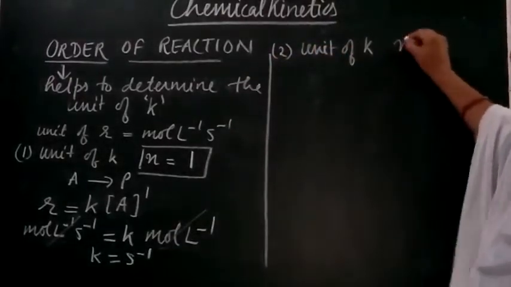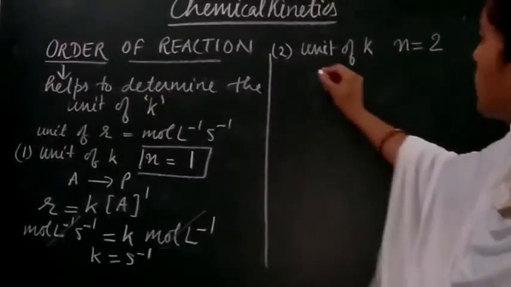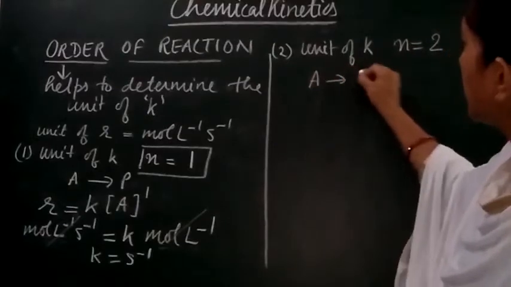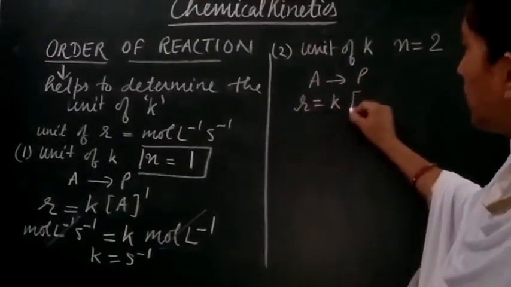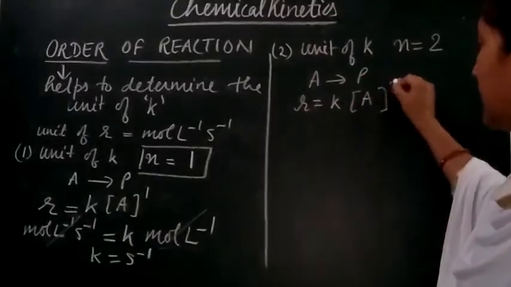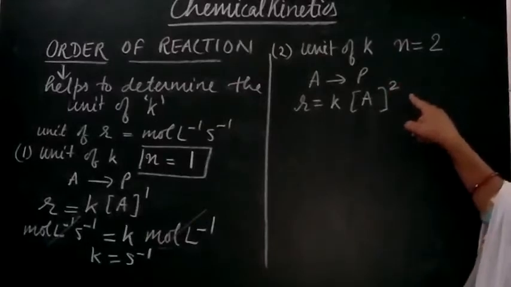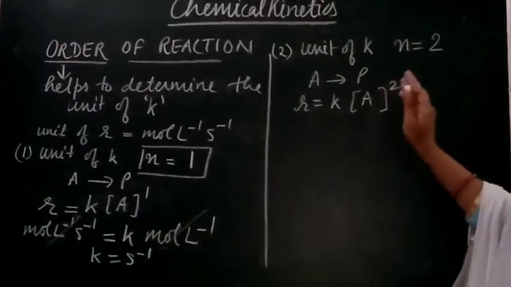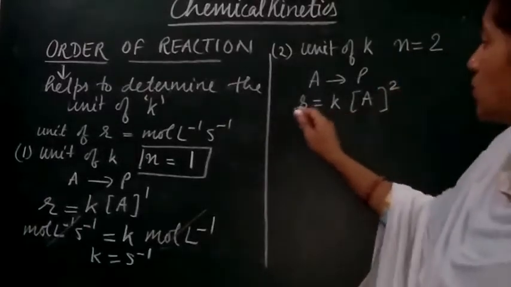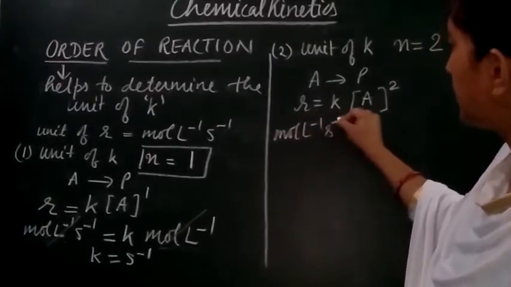So in the same way, we are going to determine the unit of K when the order of the reaction is 2, right? So here again I am writing this way. Experimentally from the rate law, we are getting that it is a second order reaction. So here you can see that 2 is written here. That means the rate of the reaction is going to depend upon the square of the concentration term of A, right? So here again we will have mole per liter per second.